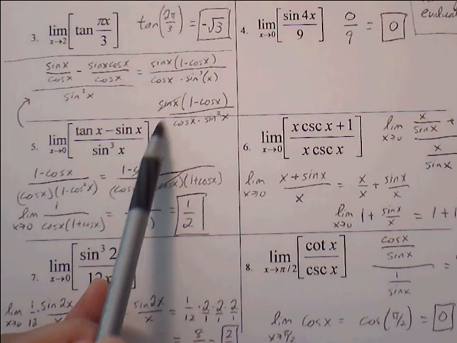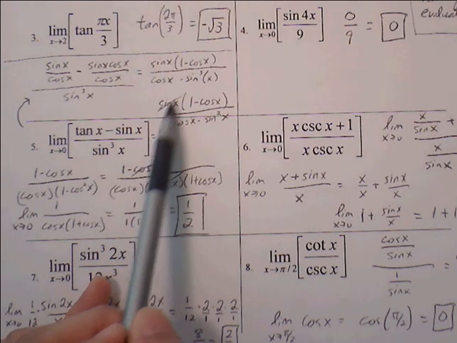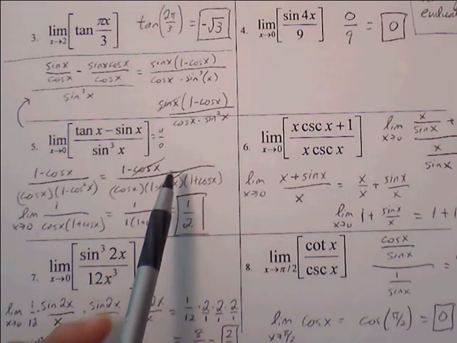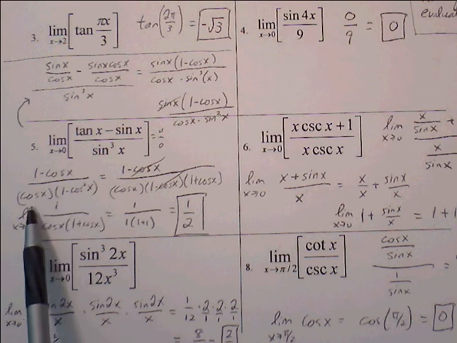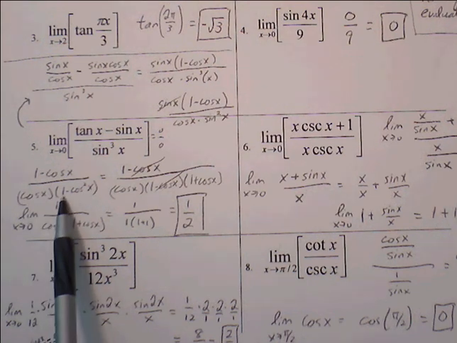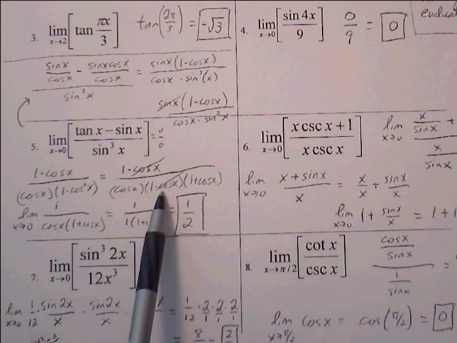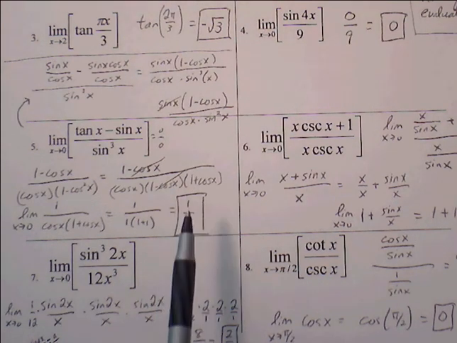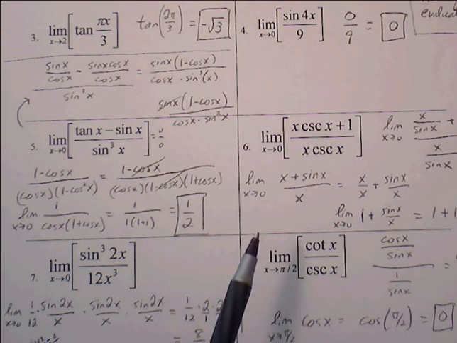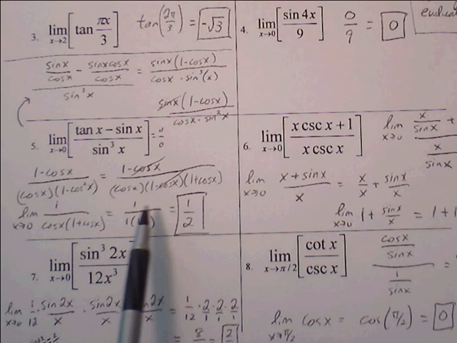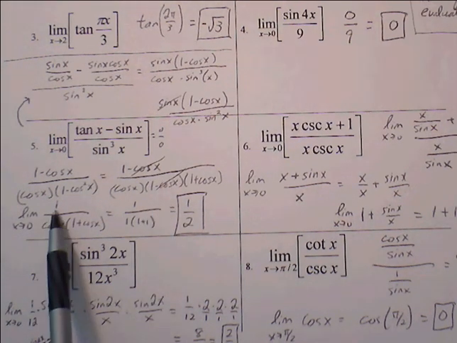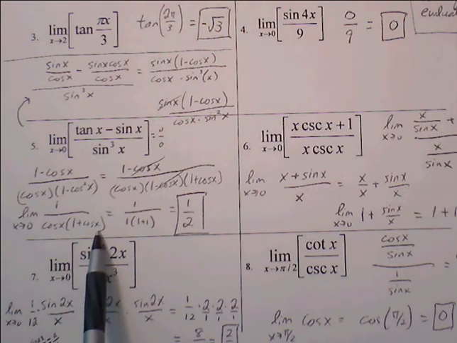And then from here, I will be able to cancel out one of the sine x's, and we're left with 1 minus cosine x all over cosine x times parentheses 1 minus cosine squared x. 1 minus cosine squared x can be factored to be 1 minus cosine x, 1 plus cosine x. We cancel out one of those, and then we're left with 1 over cosine x times 1 plus cosine x.